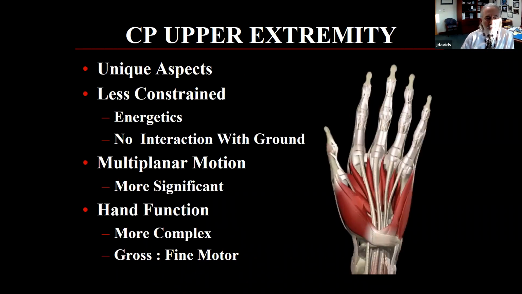Unique aspects of the upper extremity relative to the lower extremity are that its movements are less constrained. The upper extremity is not obliged to interact with the floor like the lower extremity, so there are not the energetics limitations to motion. The upper extremity has more levels of multiplanar motion than the lower extremity, which creates complexities in terms of measuring that motion. And then finally, hand function is more complex than foot function. And here we're talking about the distinction between gross motor function and fine motor function.